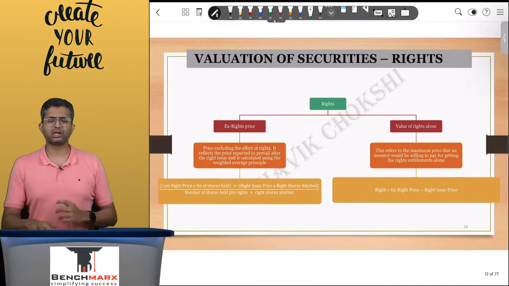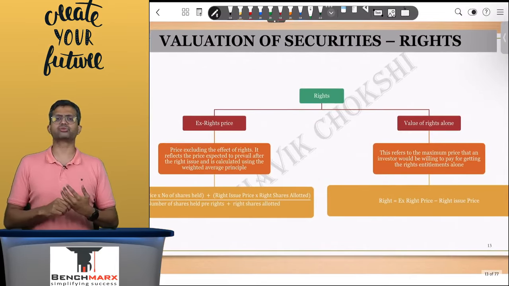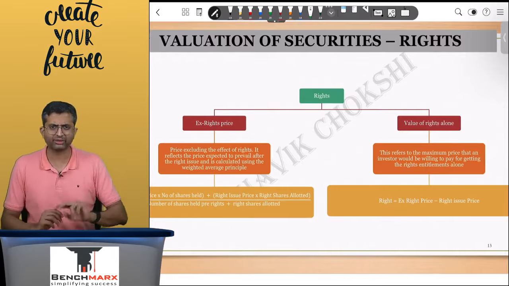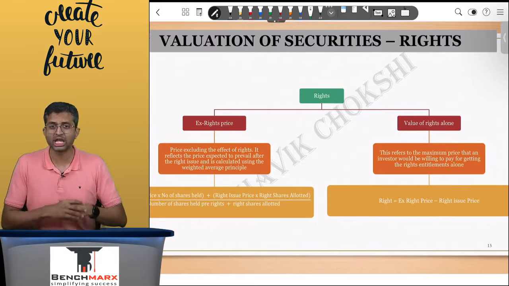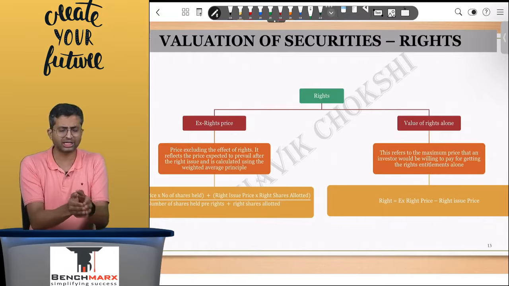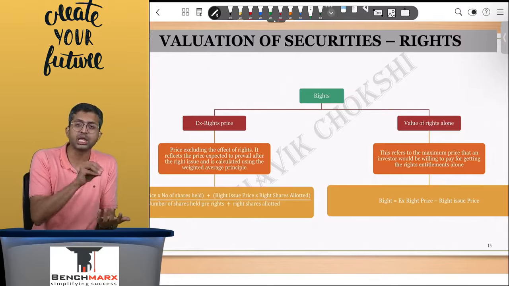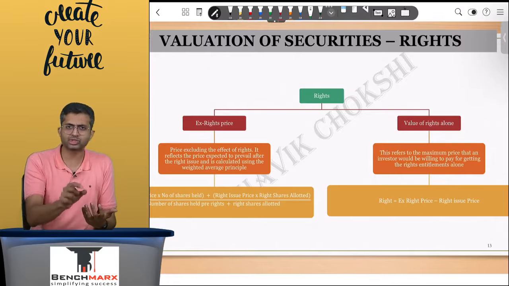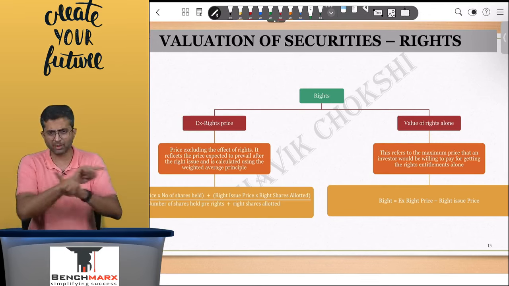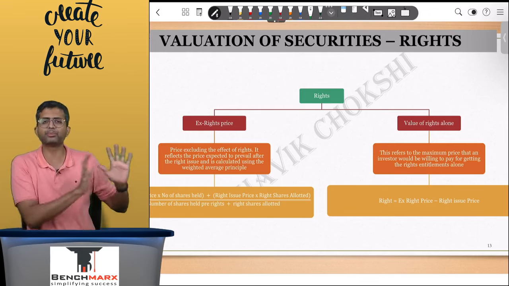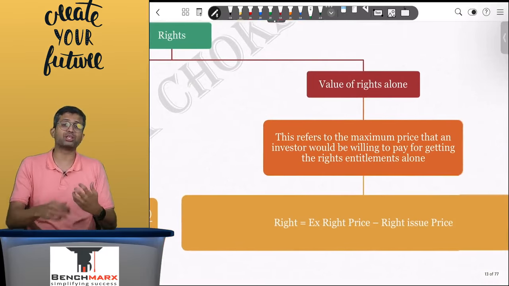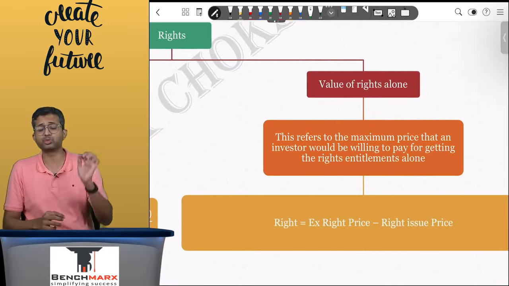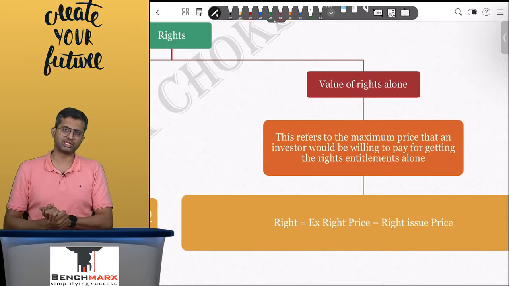Okay, then there are a few simple concepts in this section involving, let's say, rights. There are 2 concepts that you have to remember. One is the calculation of the theoretical ex-rights or post-rights price, which is nothing but the weighted average price. It is the number of shares that you have pre-rights into the pre-rights price plus the shares on rights into the rights price, upon the total shares post the rights. That will give you the post-rights price. Sometimes a question may also ask you to find the value of rights alone. If you have to renounce and sell the rights alone, then it is the difference between the ex-rights price and the rights issue price. That is the value at which the right alone can potentially be sold.